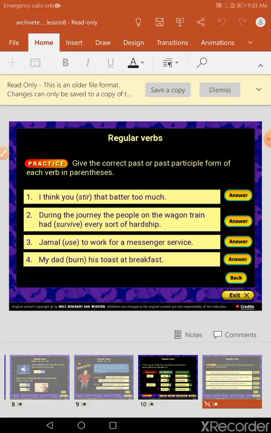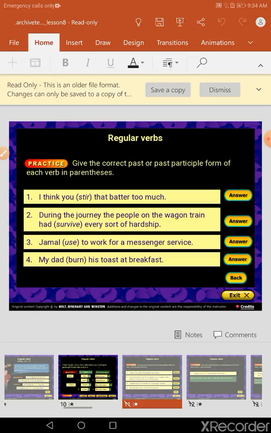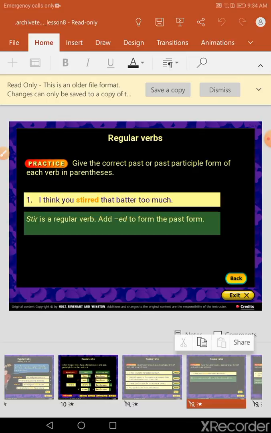The next slide. Guys, please pause the video for 2 minutes and try to answer these questions, and we will check the answers later after you're done. So the answers, guys. Now he said, I think you stirred that batter too much. What is the correct answer now? The first one, I think you stirred that batter too much. Stir is a regular verb, so add ed to form the past form.